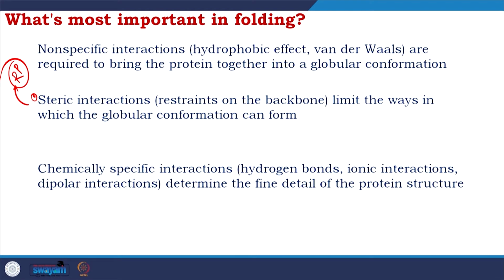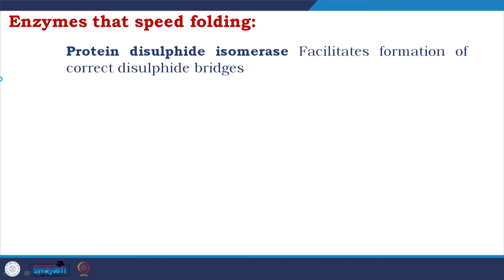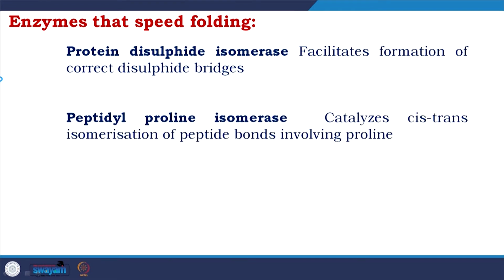Chemically specific interactions, hydrogen bonds, ionic interactions, salt bridges, and dipolar interactions determine the fine detail of the protein structure. There are enzymes which speed up the folding. Protein disulfide isomerase facilitates formation of correct disulfide bridges. Peptidyl proline isomerase catalyzes cis-trans isomerization of the peptide bond involving proline, which we have discussed.